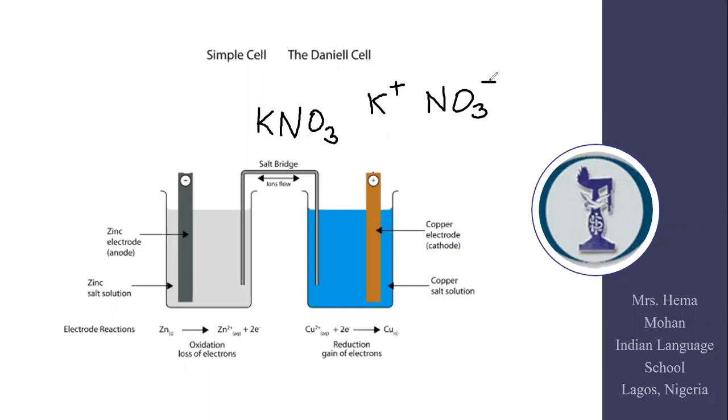So what does this salt bridge do? It keeps your cell electrically neutral. When there is accumulation of Zn2 plus in the solution, nitrate ion jumps in to neutralize the excess Zn2 plus. And here when copper ions deposit on the metal electrode, sulfate ions accumulate in the solution. So in order to neutralize the accumulation of sulfate ions, K plus jumps in to help. That is the basic idea of using a salt bridge.